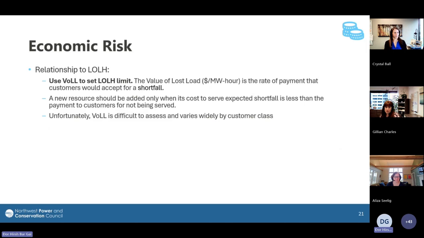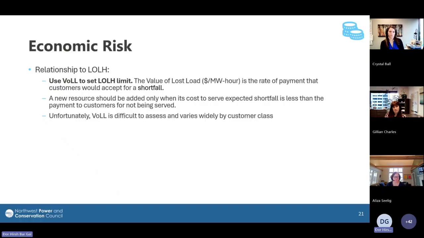Economic risk is the last one, and I did say I have a soft spot for it, but maybe in a few years we'll have more insight on how to use them. I brought up a relationship to LOLH, value of loss load, that's VOLL, could be used to set a duration limit. Value of loss load is your dollar per megawatt hour that you would pay someone because of a shortfall. You could already start thinking of what you pay a hospital would likely be different from what you pay potentially a data center or other industrial uses or customers, homeowners or renters.